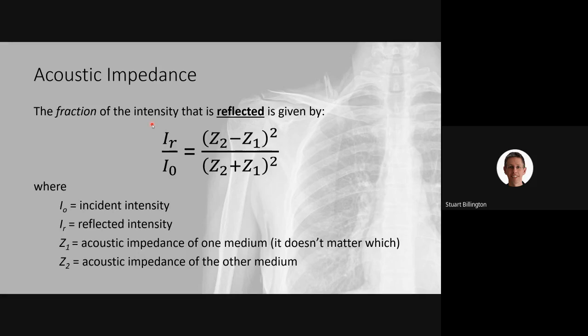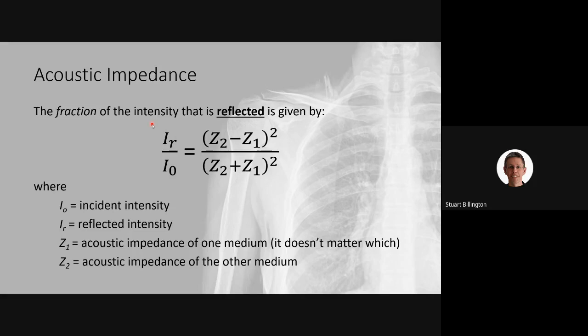Okay, let's have a look at the right-hand side. It's always written like this as a squared number divided by a squared number. But if you prefer, you can consider the entire fraction to be squared so that you have a difference in Z's on the top and a sum of Z's on the bottom. And so it's difference divided by sum, all squared. Or if you like it this way, it's the difference squared divided by the sum squared, where Z1 and Z2 are the impedances of the material that the sound wave begins in and ends in.